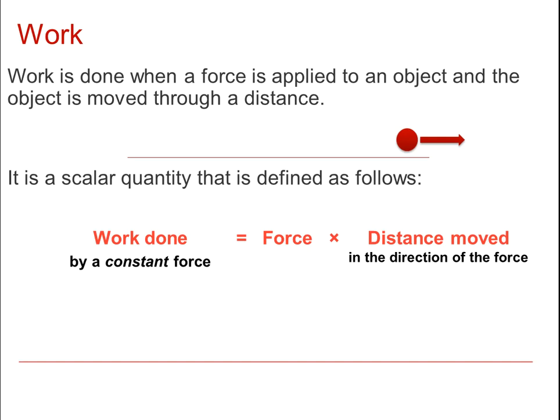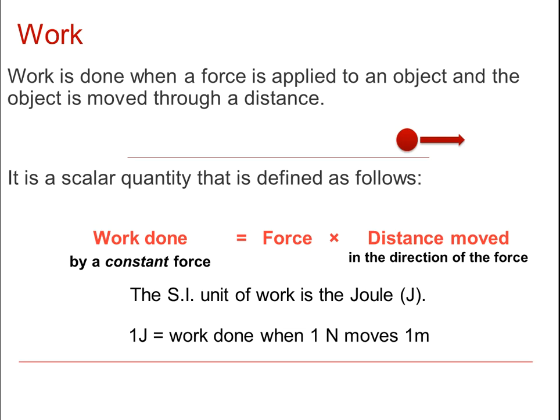Now we're considering these to be constant forces at the moment, and we'll later look at what happens if we have a force which is variable. However, for the moment, the work done by a constant force is the force multiplied by the distance moved in the direction of the force. The units of work are newton metres, force multiplied by distance, but this is more usually called a joule. So 1 joule is equal to the work done when 1 newton moves through 1 metre. So 1 newton metre is 1 joule.